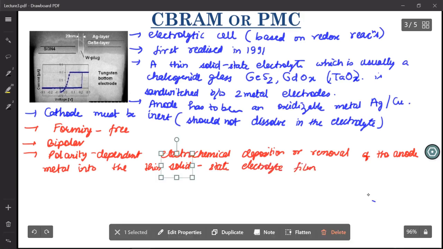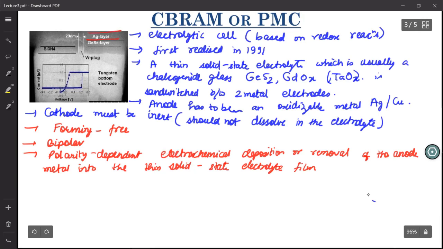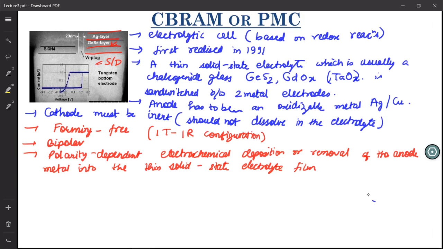You can see here that you have the Ag layer, which is your first electrode. Then you have the GeSe layer, which is also one kind of chalcogenide glass. And then you have the tungsten plug, which is the bottom electrode and is not soluble in GeSe. Can you think of why we have used this tungsten plug? Because here also it is integrated on top of the source drain contact plug. So mostly you will find CB RAMs also in 1T1R configuration. In the TEM image that I have shown, they have integrated this CB RAM directly on top of the source drain contact plug, which is made up of tungsten.